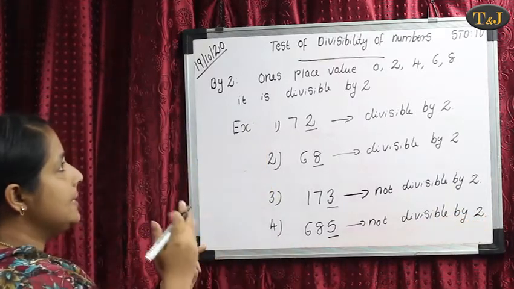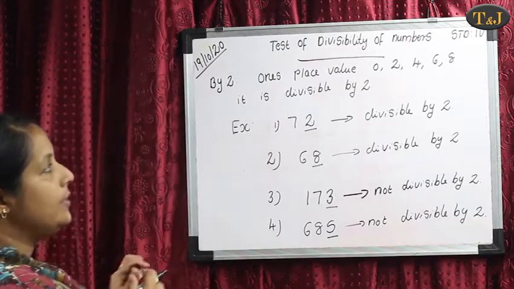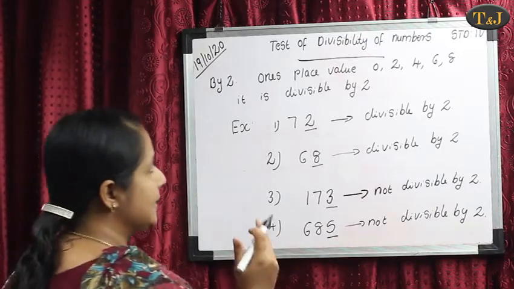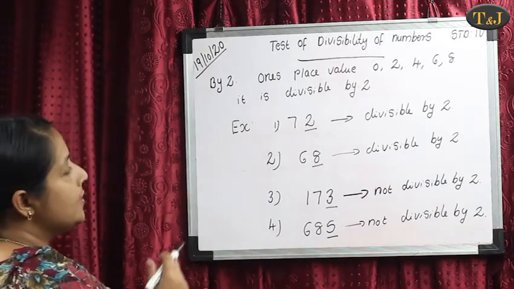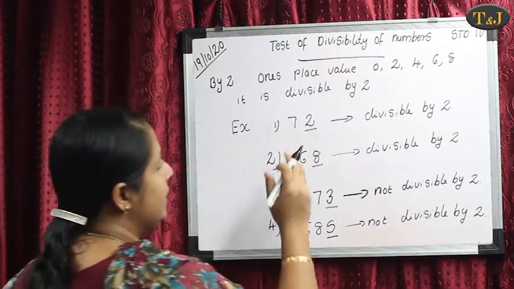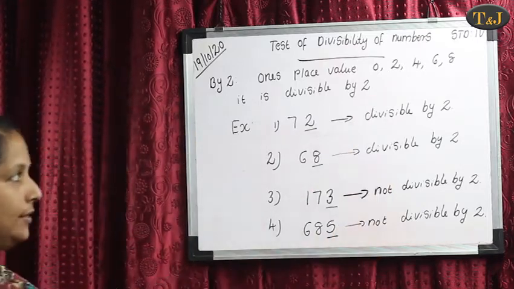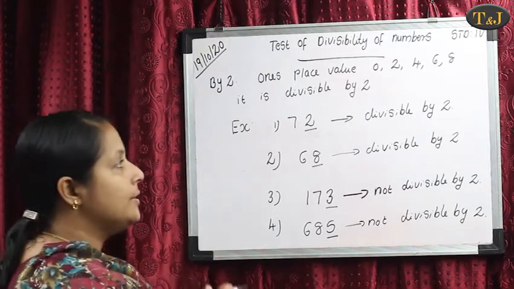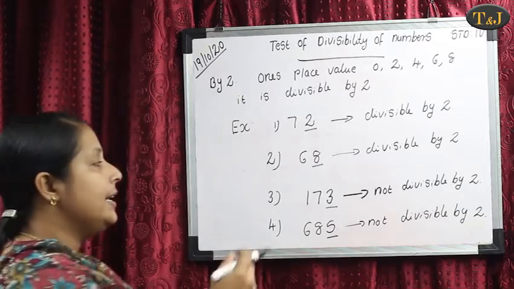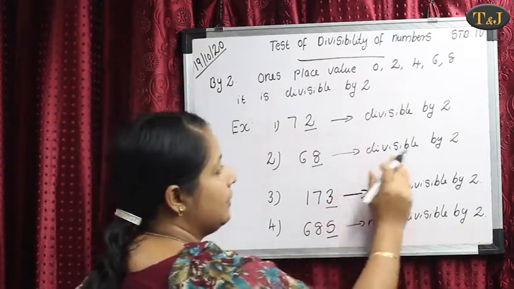Okay, so our first test is the test of divisibility by 2. The condition is that the ones place value is 0, 2, 4, 6, or 8. Then the number is divisible by 2. Our first example, take the number 72. In 72 the ones place value is 2, so it is included in the case of 0, 2, 4, 6, 8. Therefore 72 is divisible by 2. Our second example, take the number 68. In 68, the ones place value is 8. So 8 is included in these conditions, so it is divisible by 2.